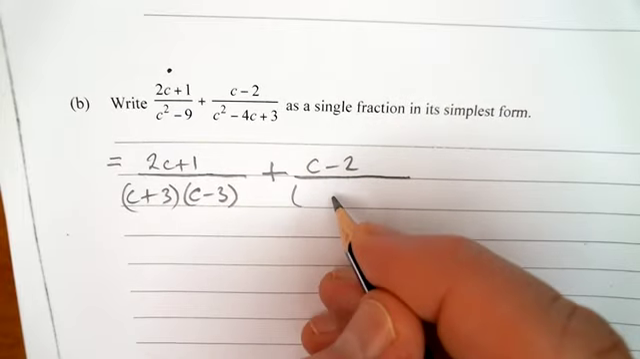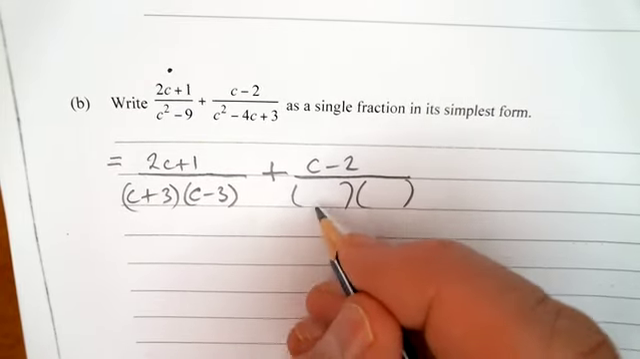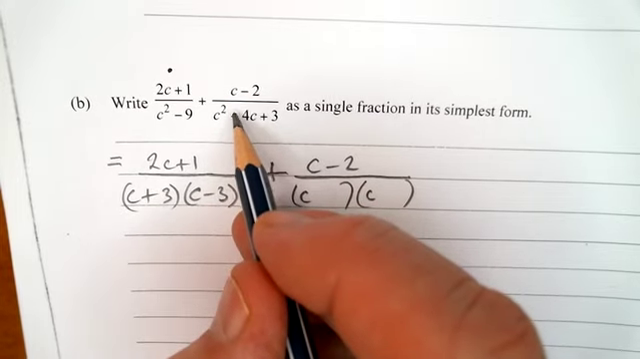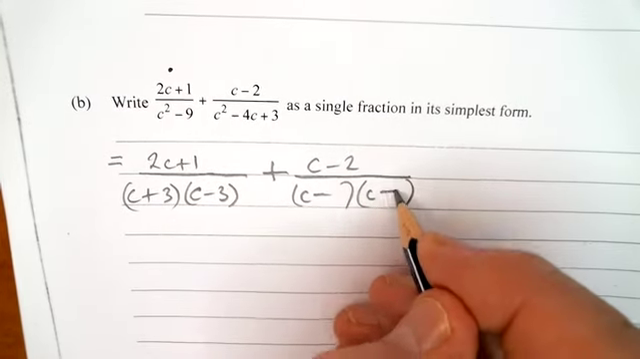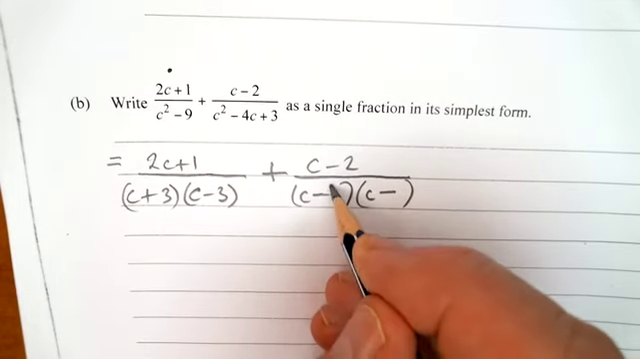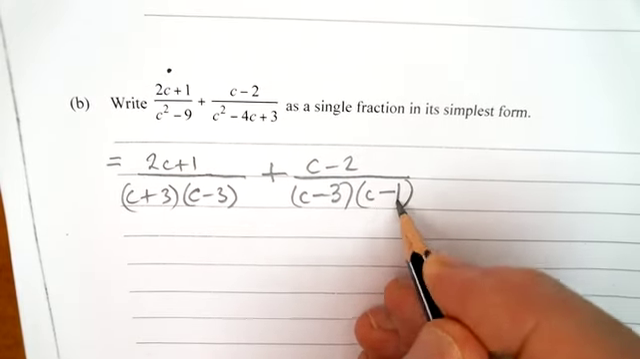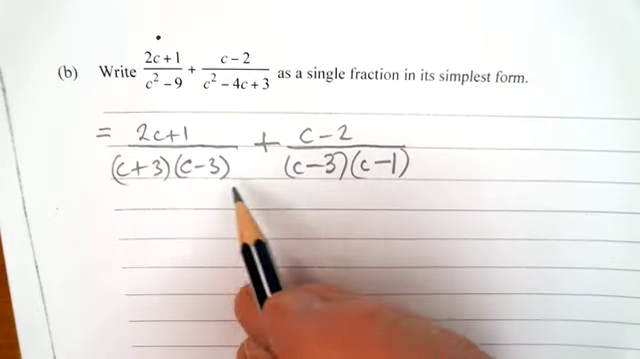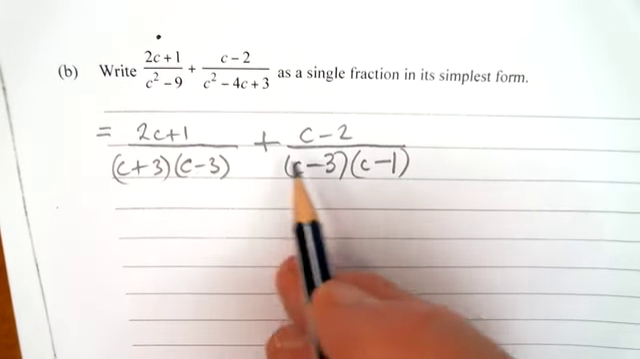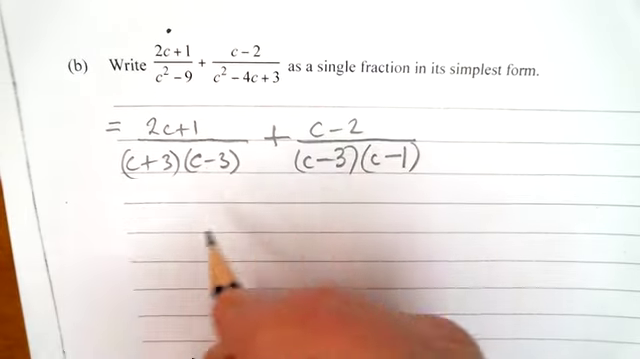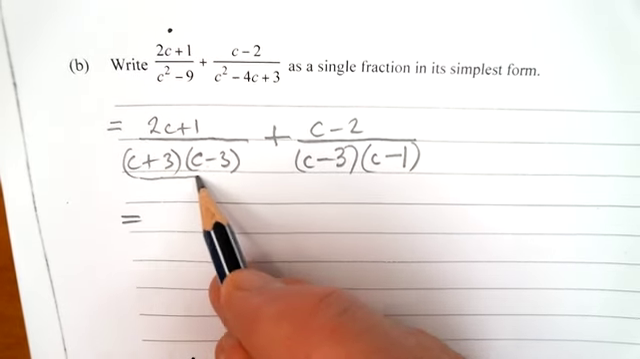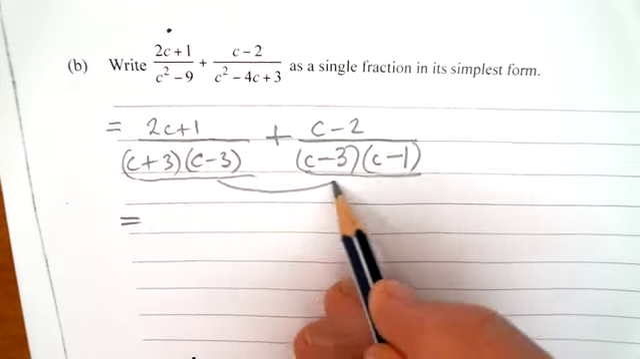So I've got two brackets, c and c. Signs are going to be the same, and they're both negative. Factors of 3 that add together to 4 are going to be 3 and 1. So straight away, I've got a c minus 3 here and a c minus 3 over here. I'm actually going to keep the denominator just like this. I'm not going to try and do anything different.